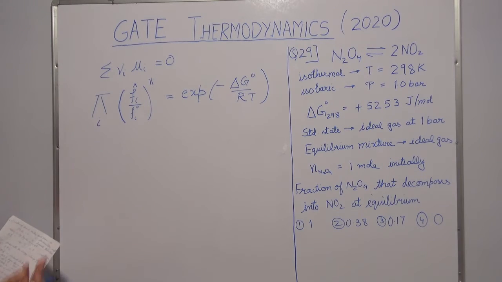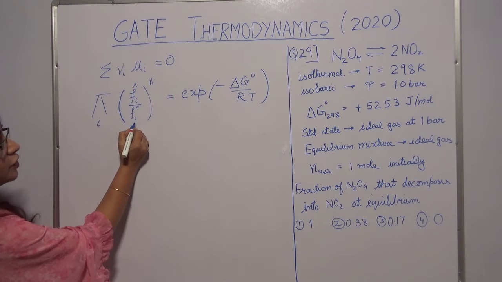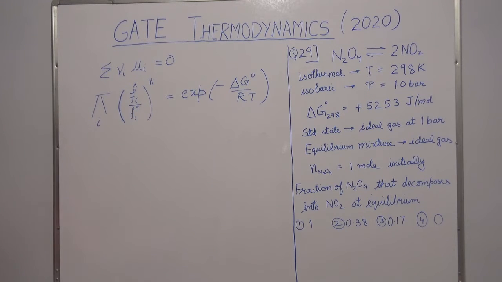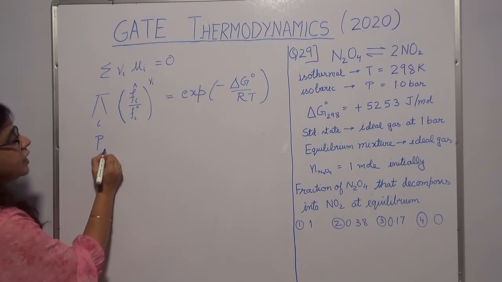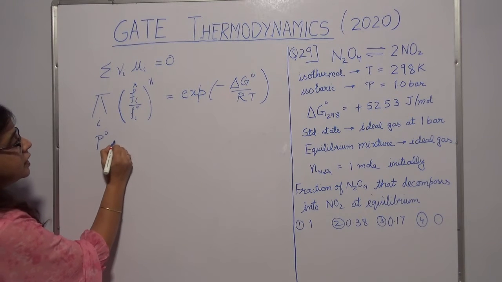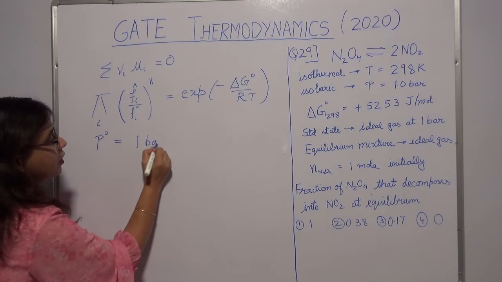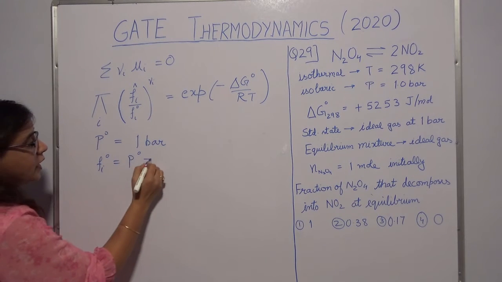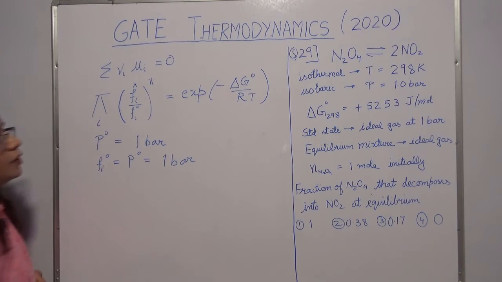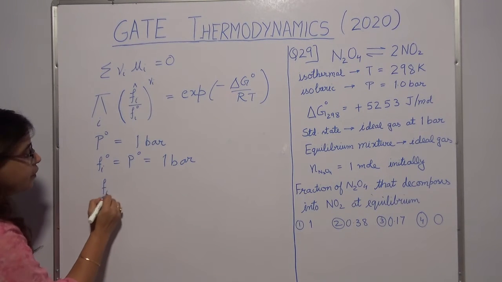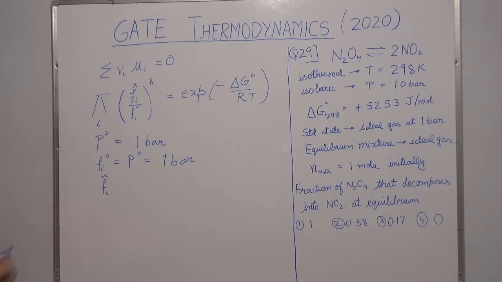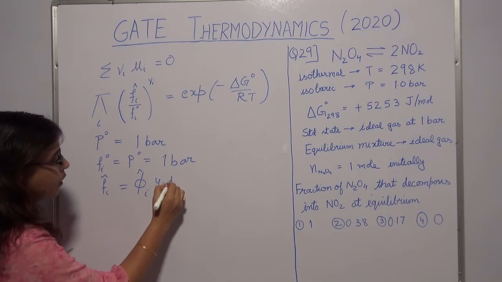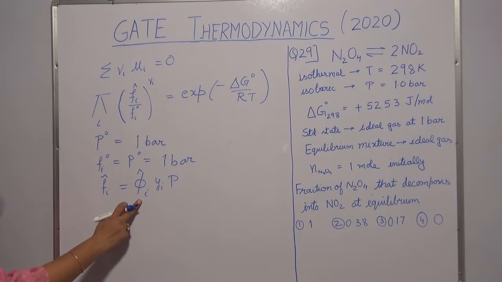Now first of all, this is the fugacity of the pure species in the standard state. Usually what we take is that your pressure is P naught, that is taken as 1 bar. We all know for a pure species then your f_i naught is equal to P naught, and that is equal to 1 bar. Now f_i cap is the fugacity of species i in the mixture, and we have seen that it is equal to phi_i cap y_i into P, where phi_i cap is your fugacity coefficient.